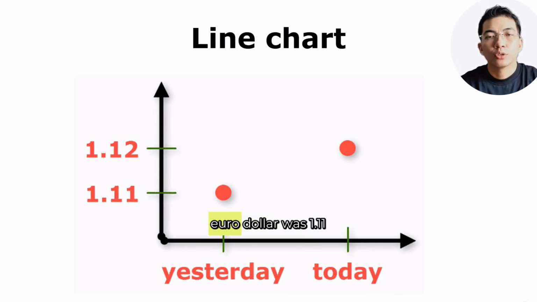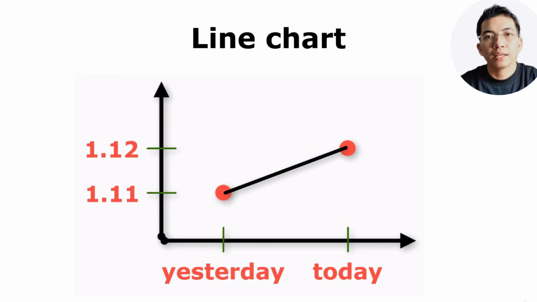If the price of euro-dollar was 1.11 yesterday and it is 1.12 today, the line chart would only connect the 2 points with a line. So it is very easy to understand with a quick look if the price is going up or down.